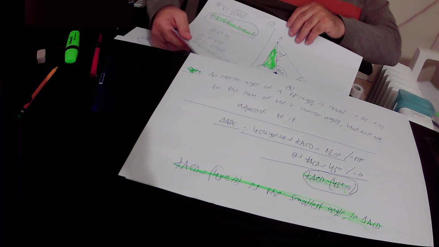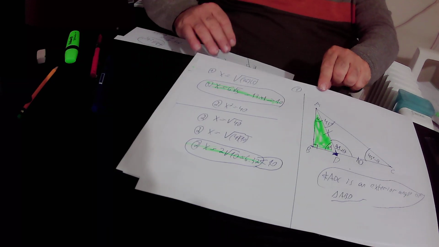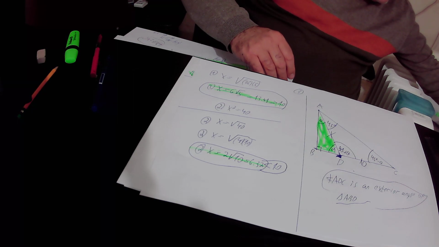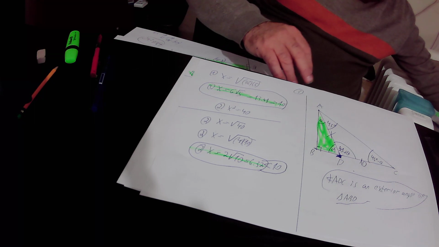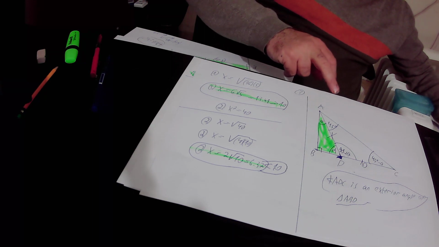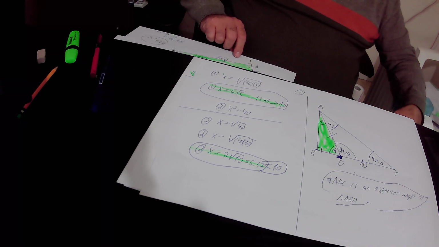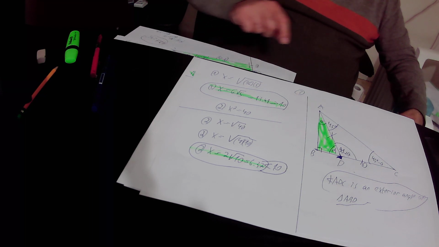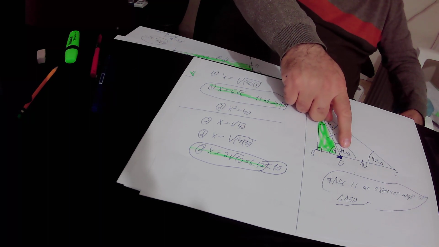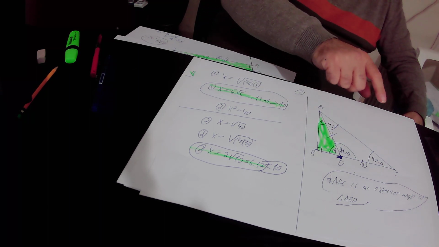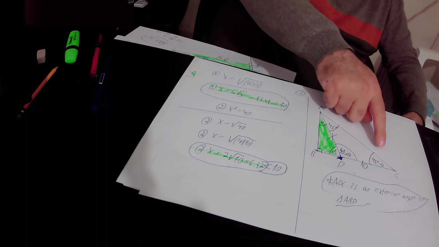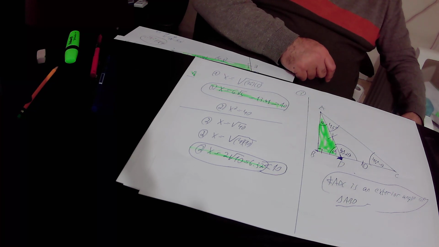So here we found out that the size of this angle is equal to 180 degrees minus 45 degrees minus 90 degrees minus theta. So the size of this angle actually equals 45 degrees minus theta. Okay.